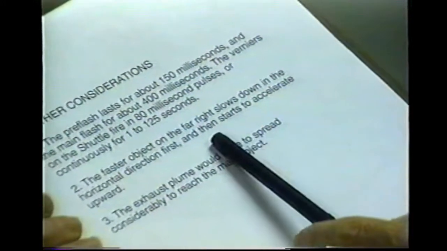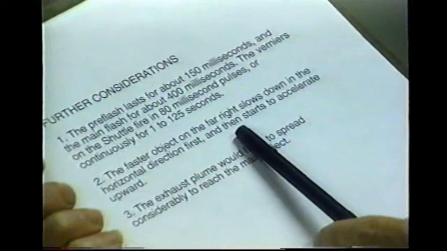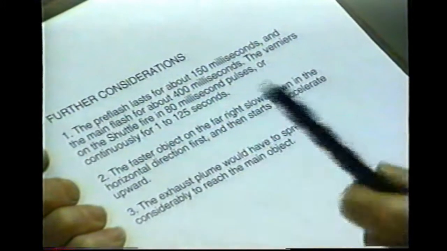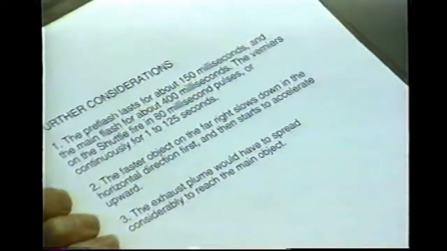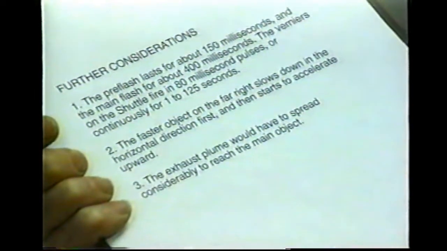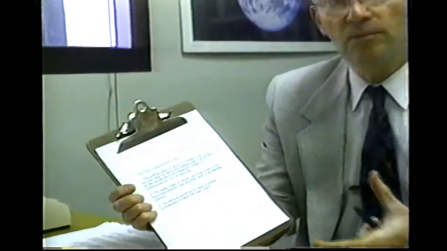And then I mentioned also that the faster object on the far right slows down a little bit in the left and right direction before it starts going up. And that doesn't work either. If an attitude adjuster rocket sends out an exhaust that pushes, it has to push all at once, and it can't slow down like this and go up like this. It's like driving a car in this direction and then turning right, and that's not the right way to move for something like that.